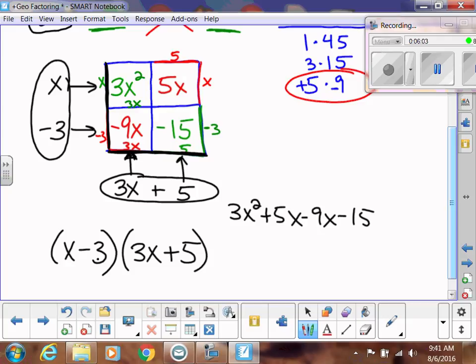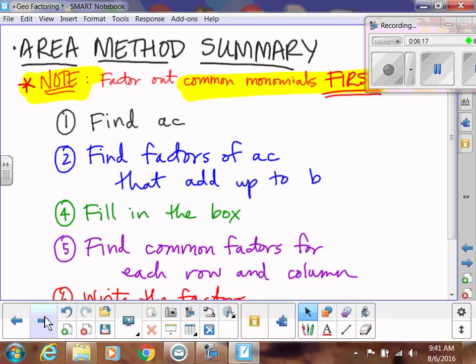So we're doing dimensions of rectangles in order to help us visually see how those components are broken down into its factors. Okay, let's do another one. Actually, let's write down the steps and then we'll do another one. So area method summary. This is a very important note. Factor out the common monomials first.